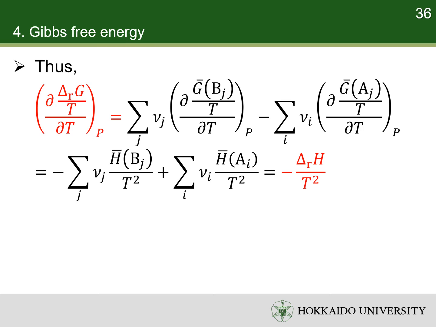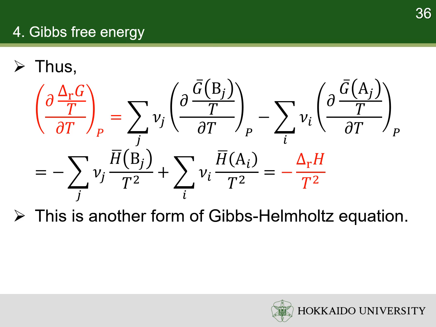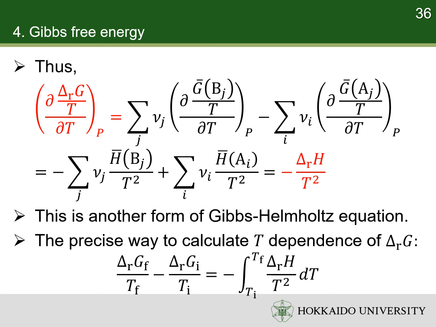Divide the equation by temperature and differentiate it with respect to temperature with pressure held constant. The term of each reactant and product can be replaced by the Gibbs Helmholtz equation. Then we have got another form of the Gibbs Helmholtz equation. By integrating this Gibbs Helmholtz equation, we can evaluate Gibbs free energy of reaction at any temperature, if we know the Gibbs free energy of reaction at some temperature and the reaction enthalpy.